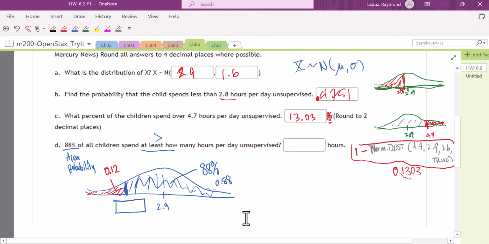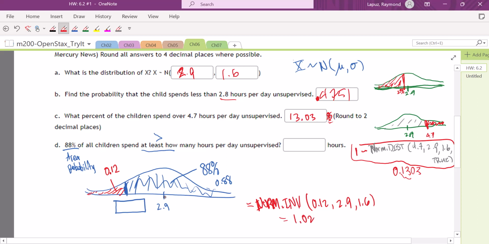So let's put in the command that we're using. We're saying norm.inv, and then the area on the left is going to be 0.12. The mean is going to be 2.9. The standard deviation is going to be 1.6. And then our result was 1.02. And does that make sense?